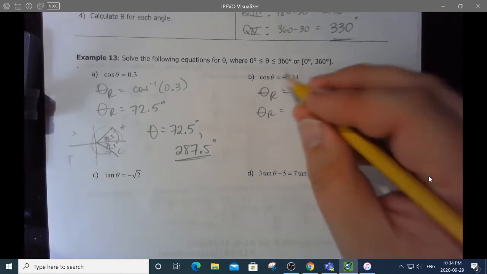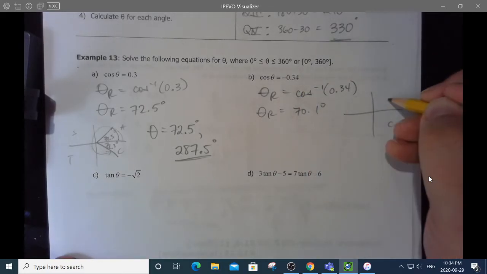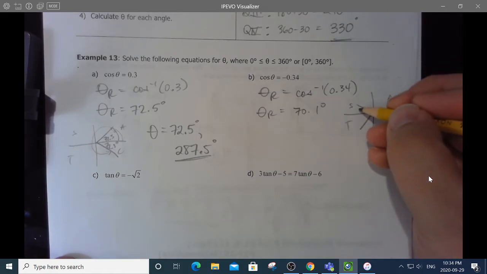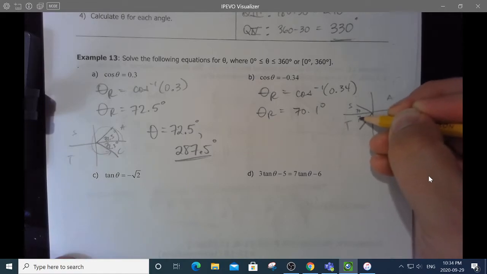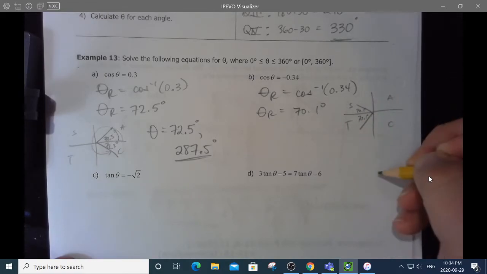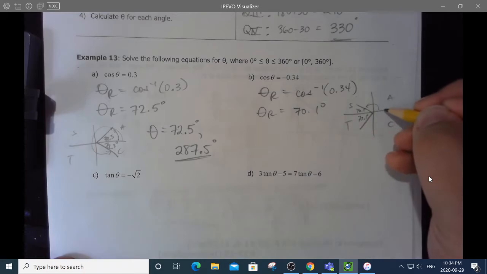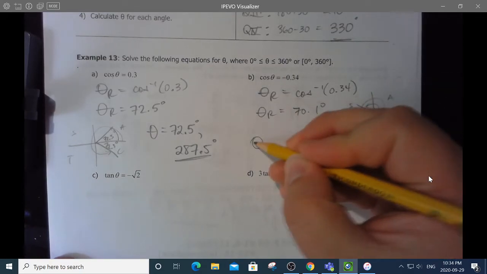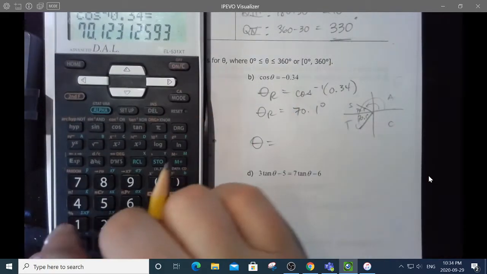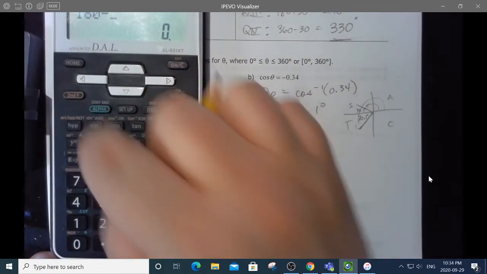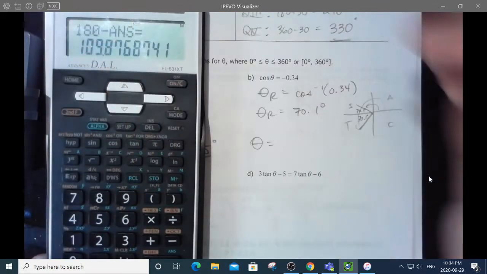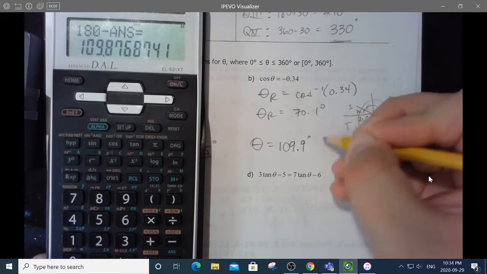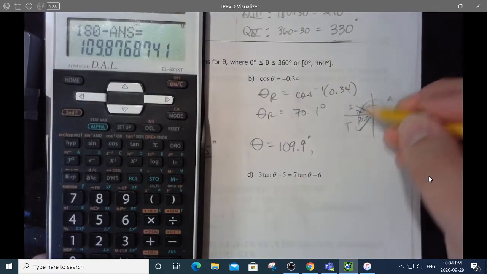And okay, where is cosine negative? CAST rule time. C-A-S-T. Here and here. So there's a 70.1 degree angle there and a 70.1 degree angle here. And how big is that angle and how big is this angle? Okay, well this one is 70.1 away from being 180. So the first one is 180 minus my answer. So the first answer is 109.9 degrees. And then the second one would be 180 plus that.